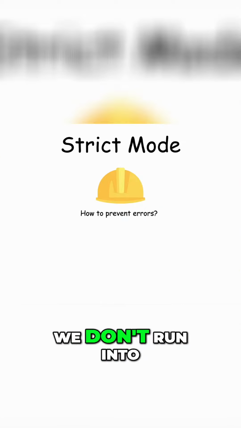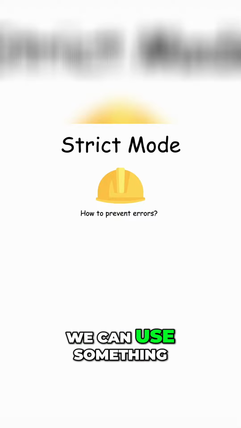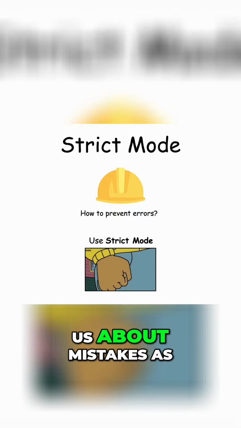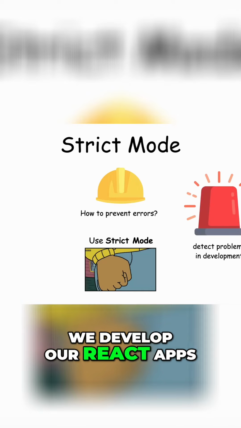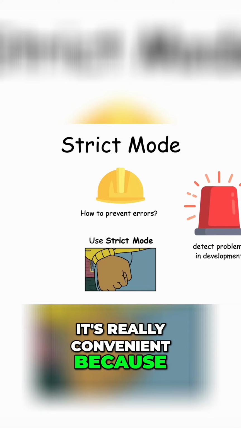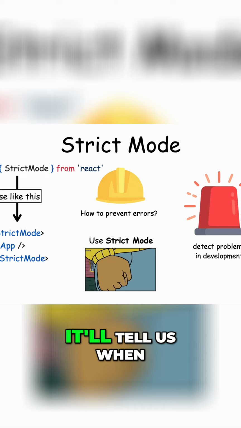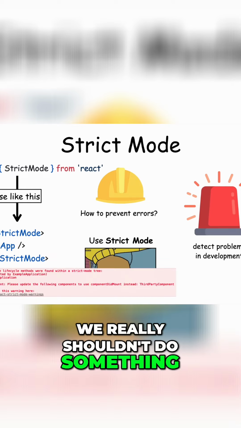To help make sure we don't run into errors like this, we can use something called strict mode. Strict mode is a special component which tells us about mistakes as we develop our React apps. It's really convenient because it's just a component we usually wrap around our app component, and it'll tell us when we really shouldn't do something.